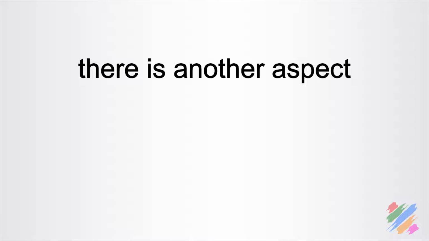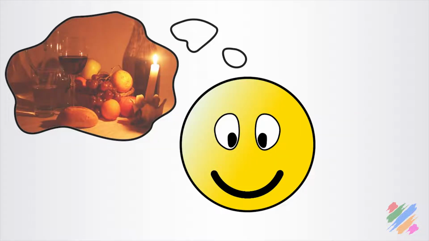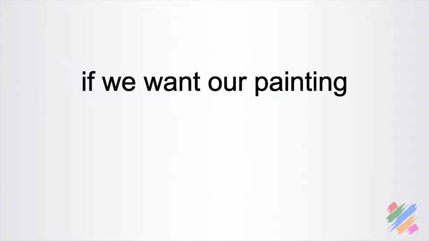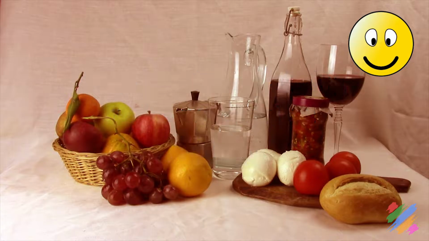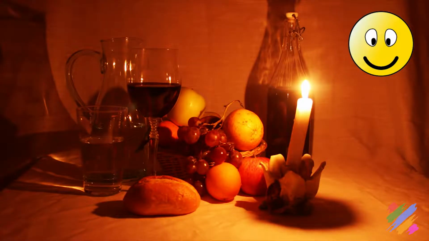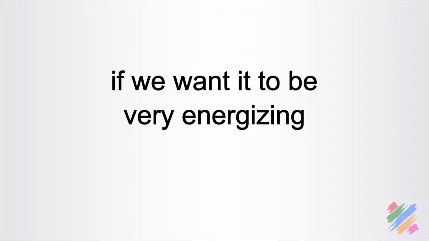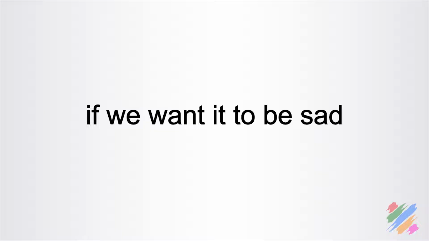There is another aspect of the human perception where we can eventually work on, and it's the lighting effect on our mood. So, if we want our painting to be perceived as relaxing, we probably want a warm light, not very strong and not very diffused. A candle light would be very relaxing. If we want it to be very energizing, we probably want a light very strong and very diffused.